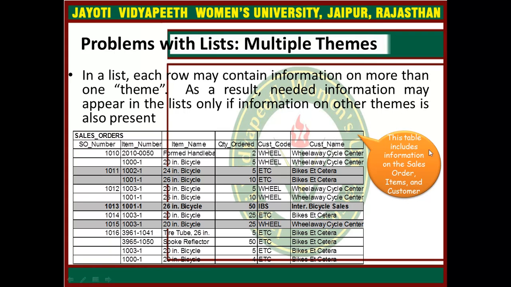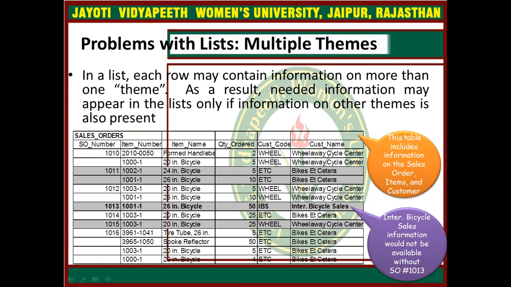So this table includes information on the sales order, items and customers. Like this is a table of sales order, and in this, the inter-bicycle sales information would not be available without SO #1013. Okay, means this is without. So this is the internal bicycle sales information.